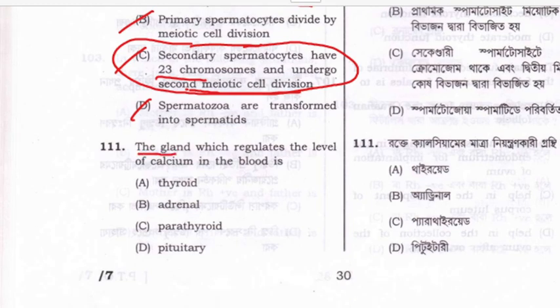The gland which regulates the level of calcium in blood: thyroid, adrenal, parathyroid, or pituitary. Out of them, which one regulates the calcium level of blood? The calcium level of blood is regulated by the parathyroid.